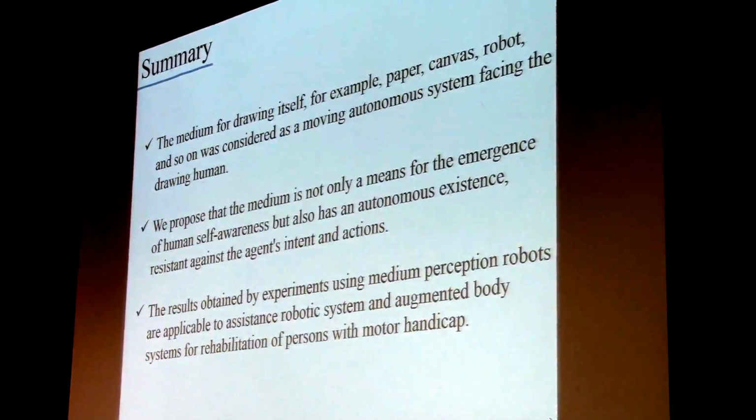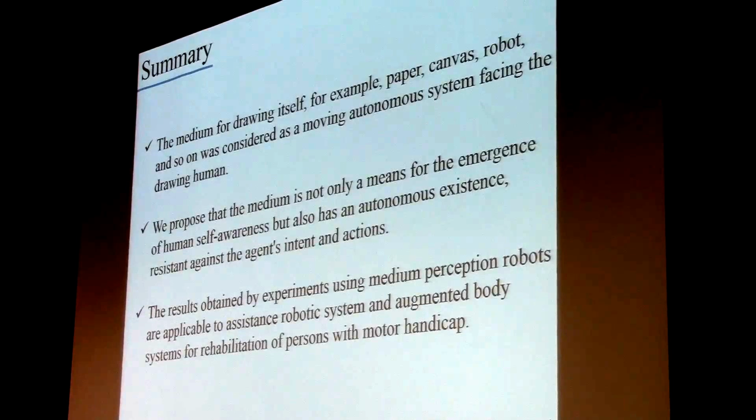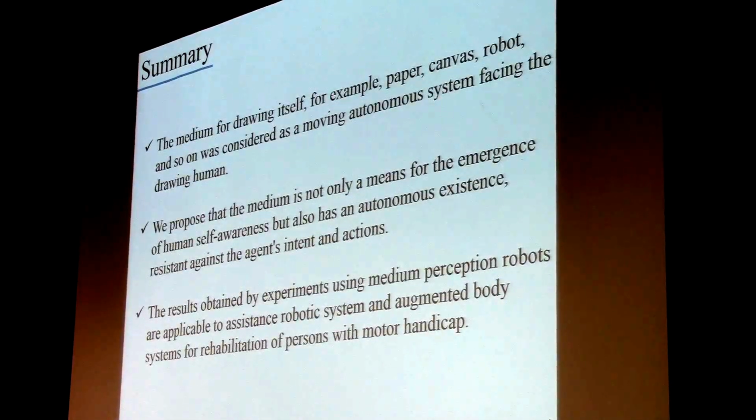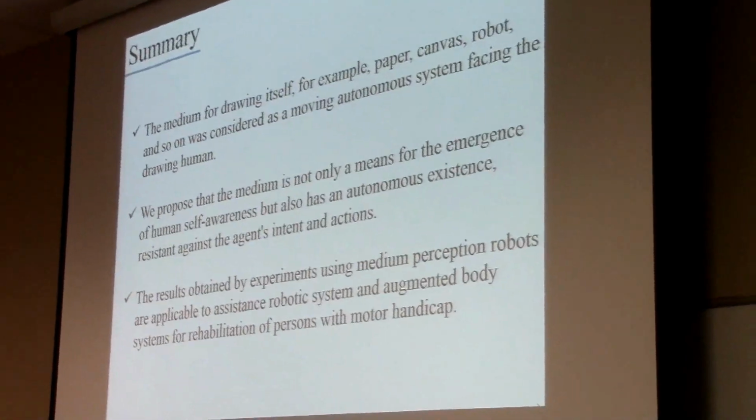The medium for drawing itself, for example canvas or paper, robot and so on, was considered as a moving autonomous system facing the drawing human. We propose that the medium is not only a means for the emergence of human self-awareness, but also an autonomous existence resistant against the agent's intent and action. The results obtained by the experiment using medium perception robots are applicable to assistance robotic systems and augmented body systems for rehabilitation of persons with motor handicap.